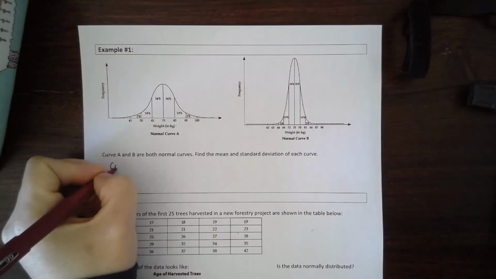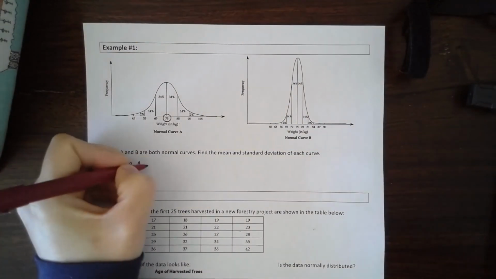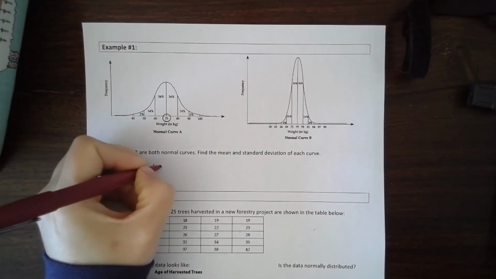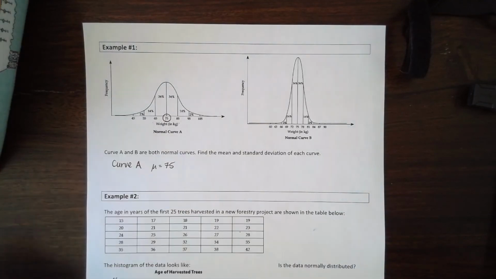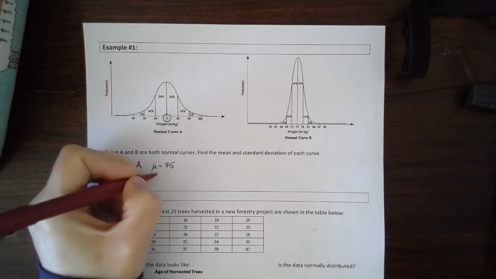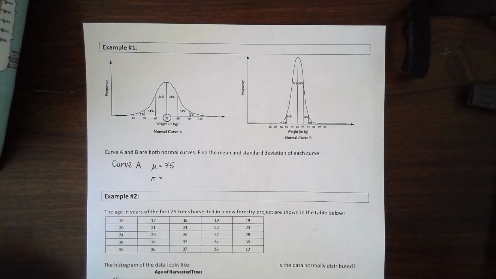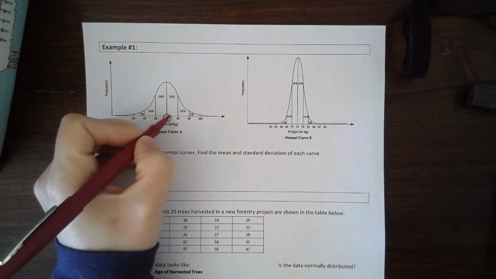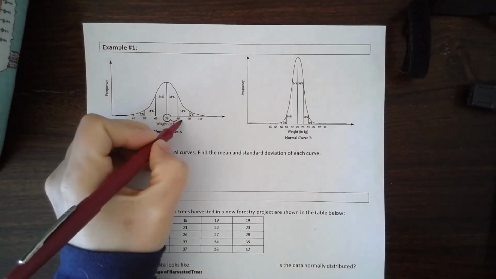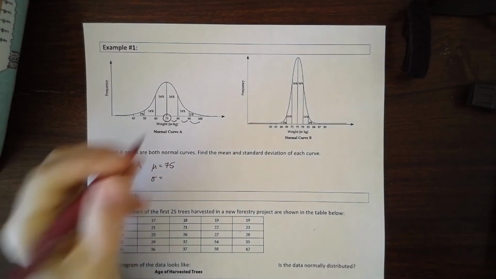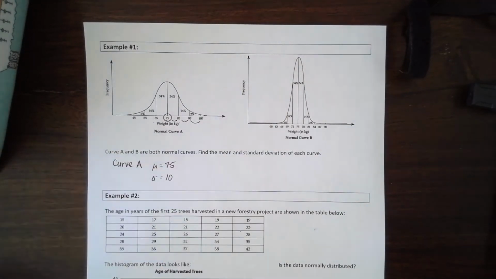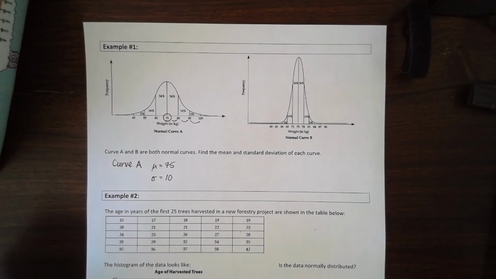Now, what's the mean and standard deviation? Well, for curve A, our mean, let's call it mu, equals 75, right? Because it's the value right in the middle. Our standard deviation, sigma, is, well, we can see that we're going up 1, up 2, up 3 on our curve here. We can see the standard deviation is 10. Okay, so that's how we can read this curve.